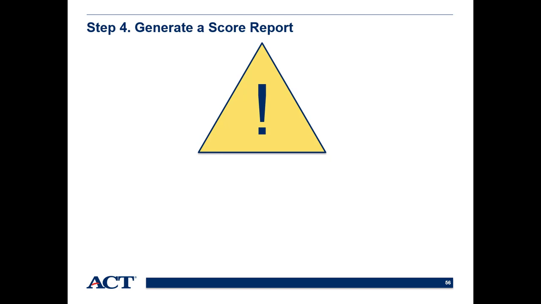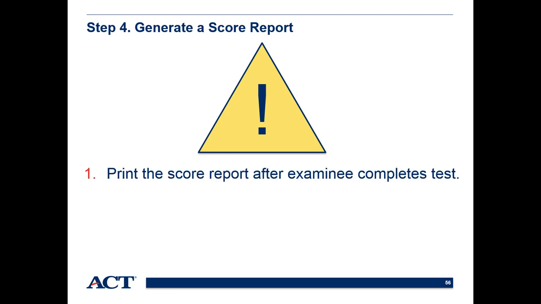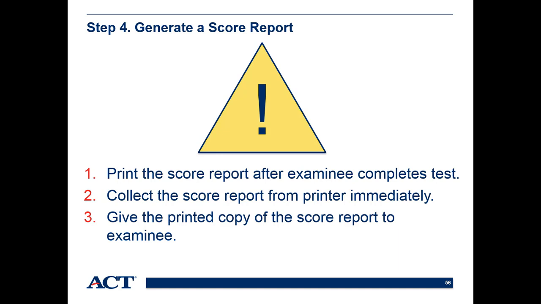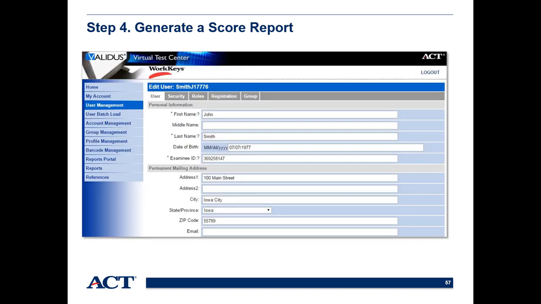The test administrator will print the score report after they complete the test, collect the report from the printer so that no one gains access to that personally identifiable information, and then give a copy of the report to the examinee. So let's look at the steps involved in the score report.